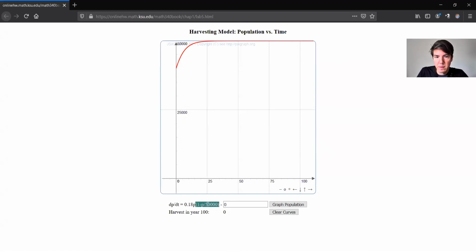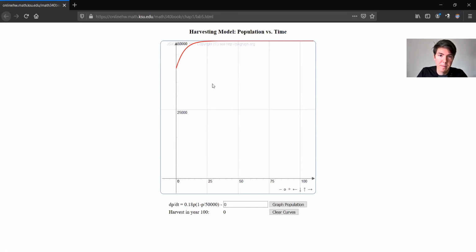Because of the logistic growth that we're modeling, there's this carrying capacity of 50,000. And currently, we're not doing anything to it beyond the basic logistic growth. So we're not taking away any additional fish. We're not doing any harvesting. That's why this is 0. And now let's go ahead and jump into it. So I'm going to look at the instructions really quick.